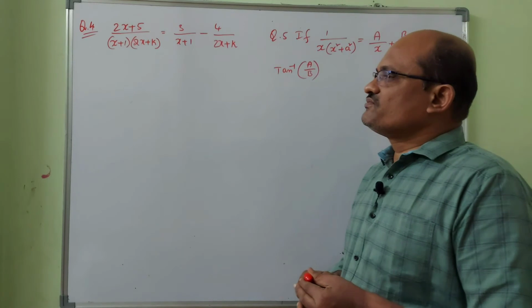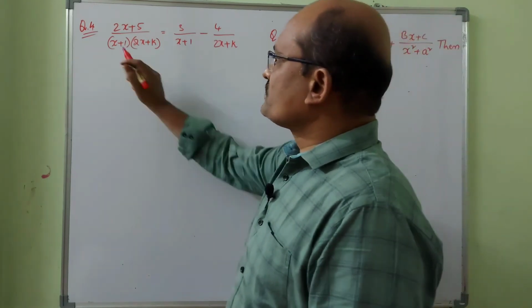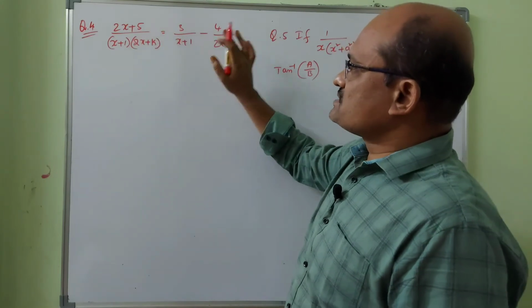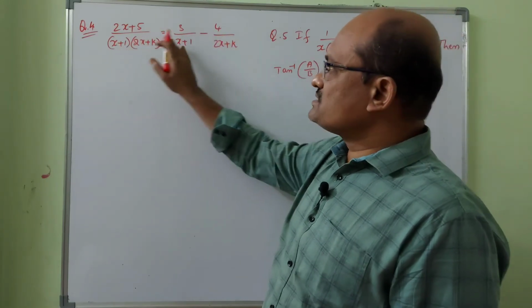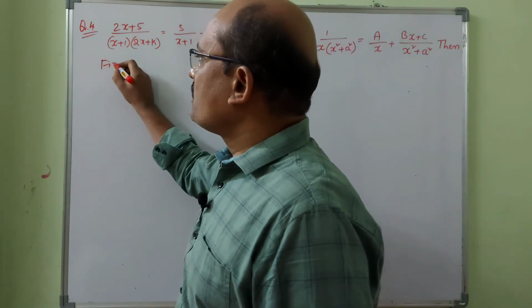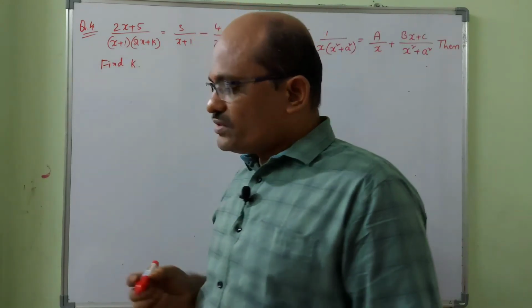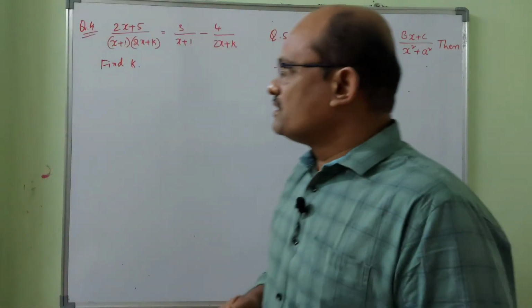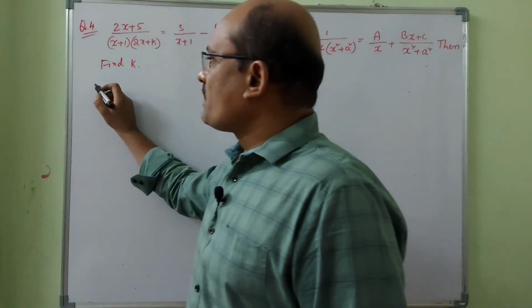Friends, question number 4. Here LHS equal to RHS. Here this is proper fraction, these are the partial fractions. We have to find K. Let me start the solution.